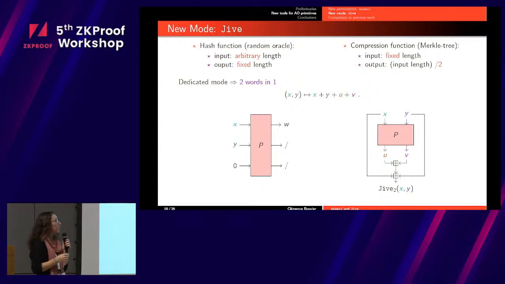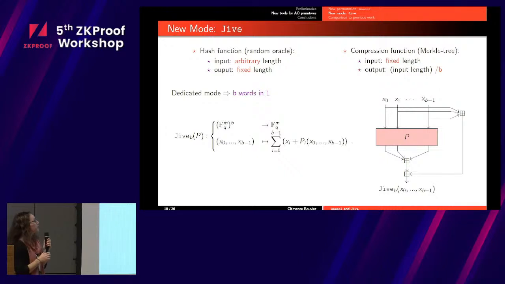So this is a 2-to-1 compression function, and we can also generalize this with B branches. Again, we have our B branches, we apply a permutation, we get our B branches as output, and we sum all those elements. This is Jive B, and from B elements, we get only 1.